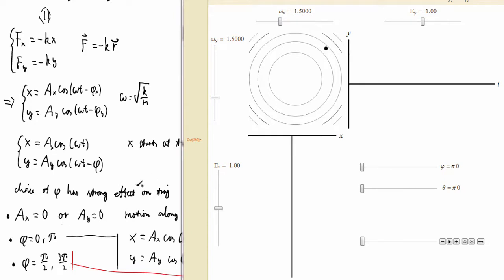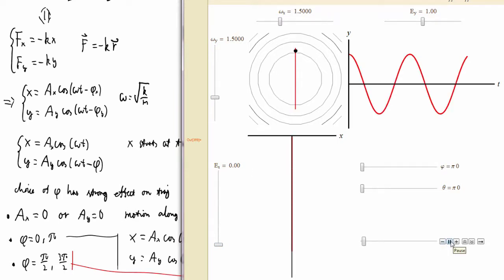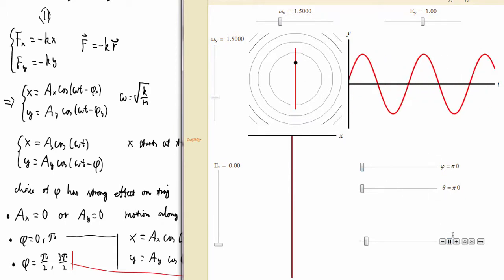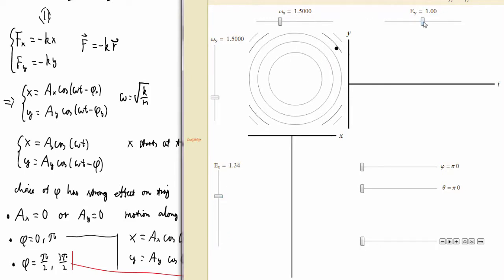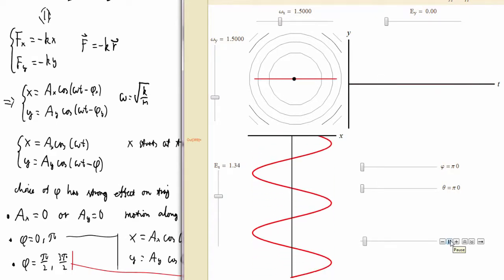So first we said that, okay, either A of x equals 0 or A of y equals 0. Well, that's really the same thing as taking the energy in the x direction or the energy in the y direction to be 0. So I'm going to set the energy along the x-axis to be 0. And if we then run the oscillator, then we get motion only along the y-axis, just like I said. That makes sense, right? So this seems to be working. We can then reset that, and then we'll do motion only along the x-axis. That's what that looks like.